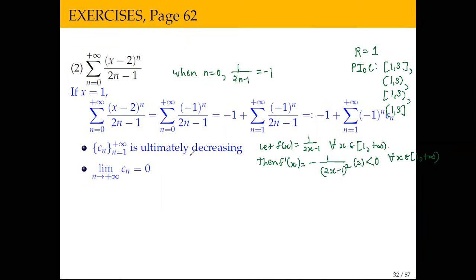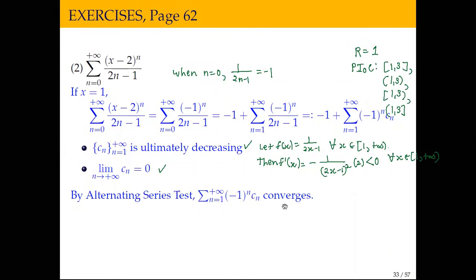Since a sequence that is strictly decreasing is also ultimately decreasing, we say that this sequence is ultimately decreasing. Now for this one, we have to take the limit of C sub n as n goes to positive infinity. Your C sub n is 1 over 2n minus 1. So as you take the limit of n as n goes to positive infinity, this will just go to 0. So these two are satisfied. Thus, by alternating series test, we say that this alternating series converges.